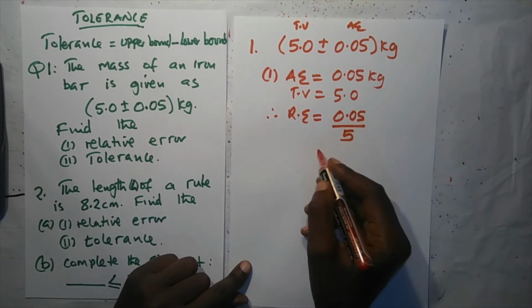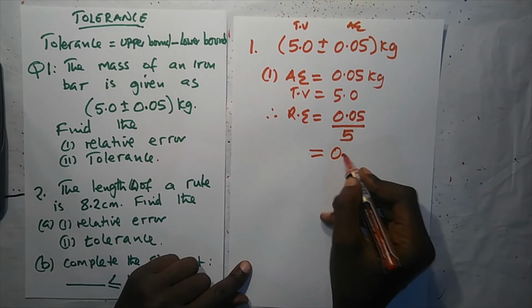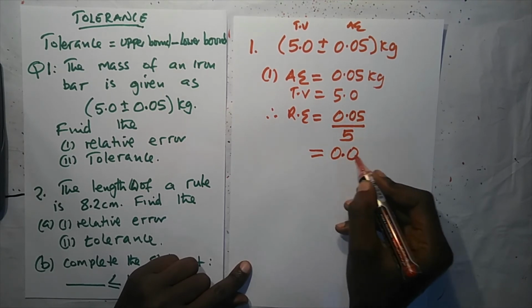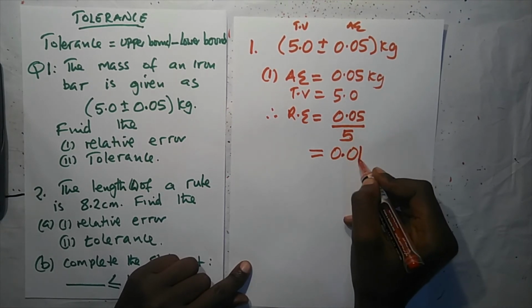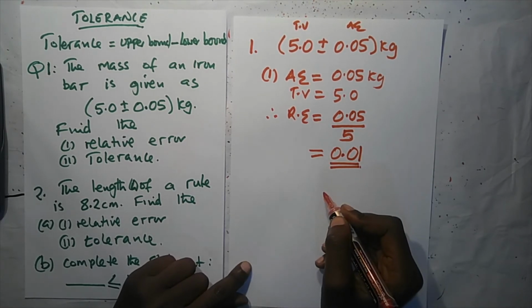Now this one is a simple one. We can even divide just here. 5 into 0 is 0. 5 into 0 here is 0. And then 5 into 5 is 1. And so this is our relative error.